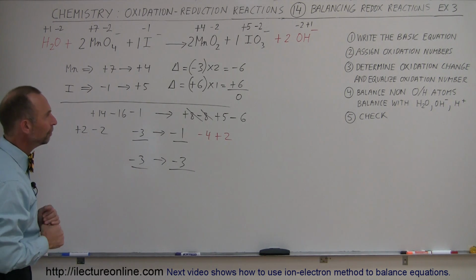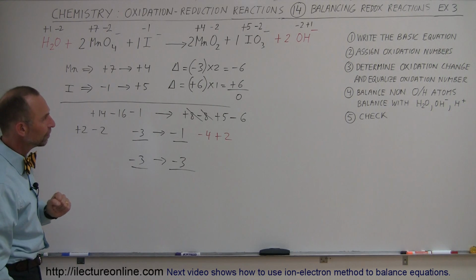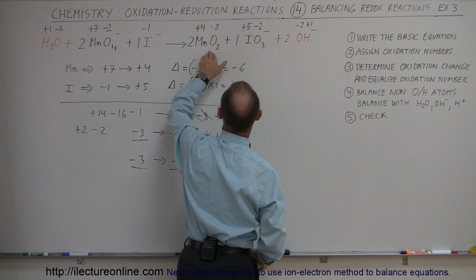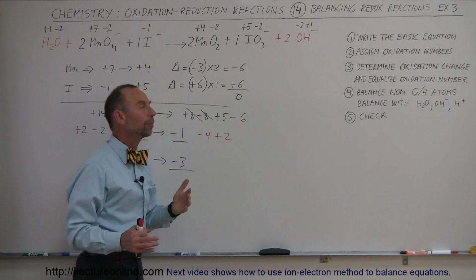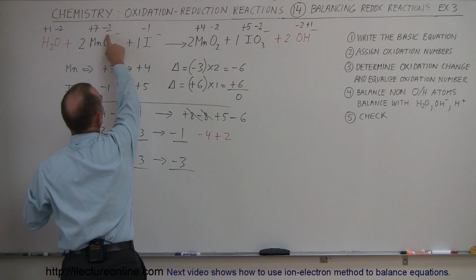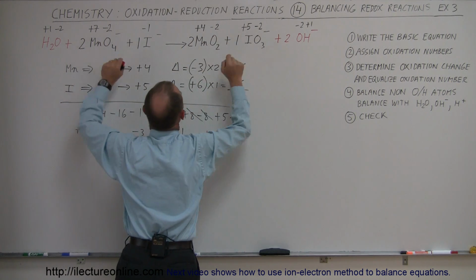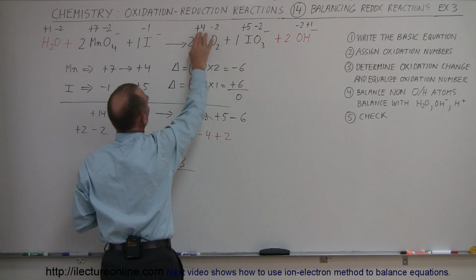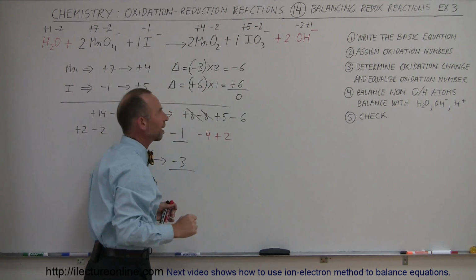All right, quick review. You have your basic equation. You first write down all the oxidation numbers. Start with oxygen and iodine, because those are pretty sure bets. In this case, we knew this would have to be a minus 1. Oxygens are going to be minus 2 right there, and that makes it easy to determine that manganese here was plus 7, here was plus 4, and iodine there had to be plus 5.